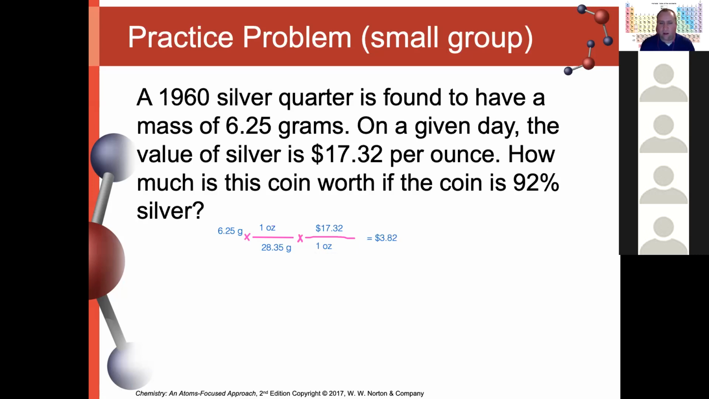Now, that would be correct if the entire mass of the quarter was all silver, but it's not. Some of it is some other stuff. It's only 92% silver. So the last step in here is we got to multiply this number by 92%, which would be 0.92.